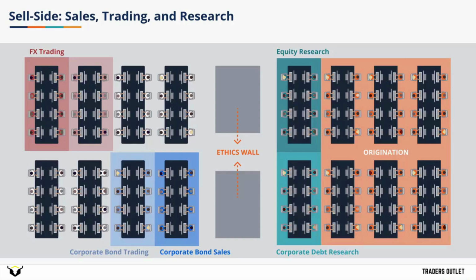Lastly, on this diagram, you will notice that our ethics wall is right in the middle, which is either a physical wall, large piece of glass, or just a large space that divides the room. And it separates sales and trading from origination so that the origination team does not share private information before it becomes public to the rest of the world. Now, research can sit on either side, but it typically just depends on where there is best space available.